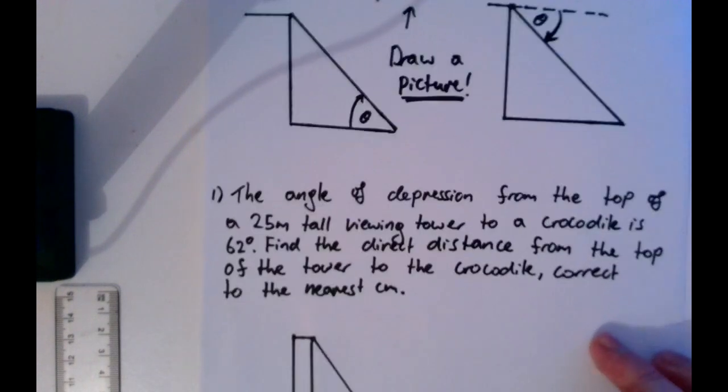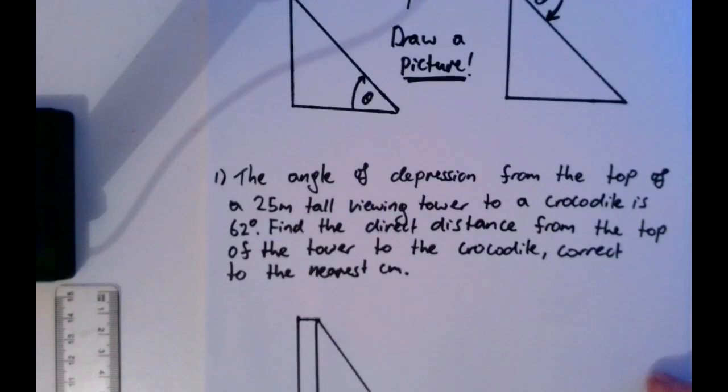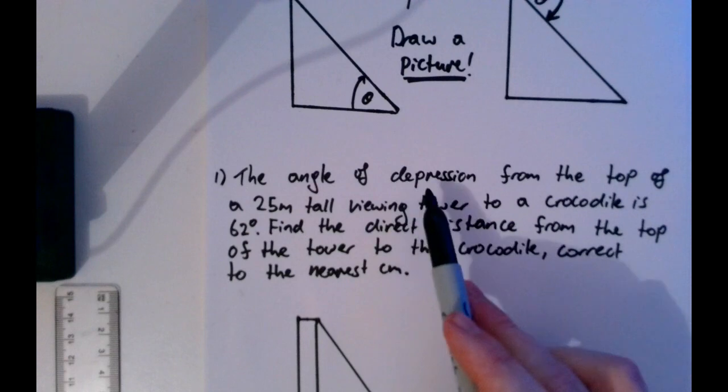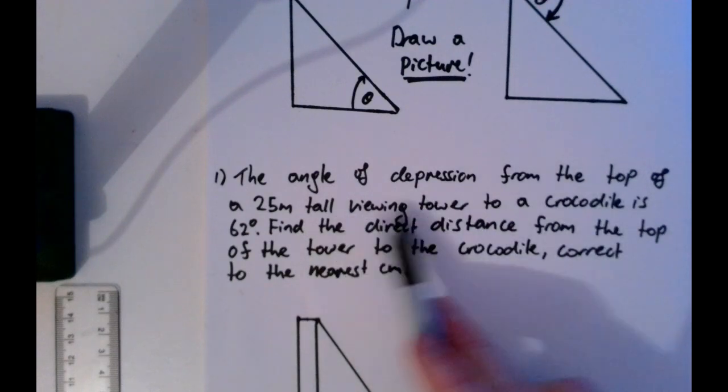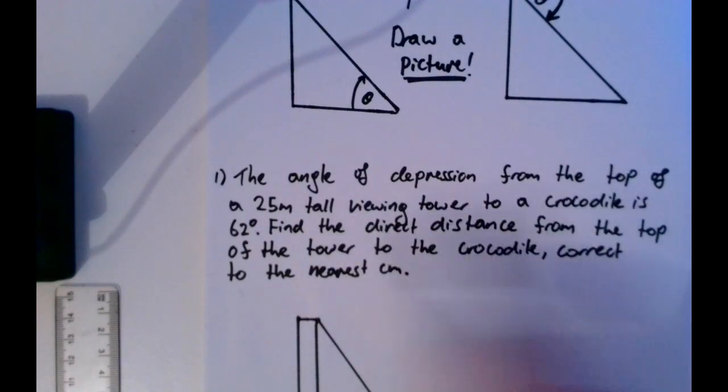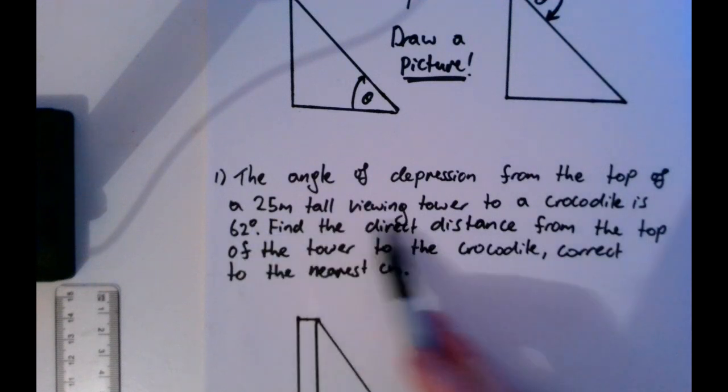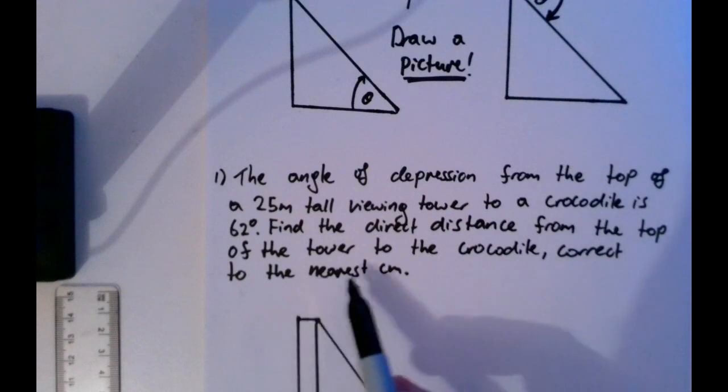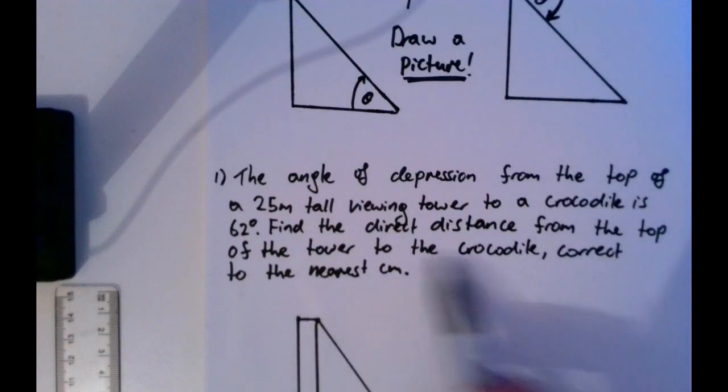The first problem that I'm going to give you is this. It's a worded problem. The angle of depression from the top of a 25 metre tall viewing tower to a crocodile is 62 degrees. Find the direct distance from the top of the tower going to the crocodile, correct to the nearest centimetre.